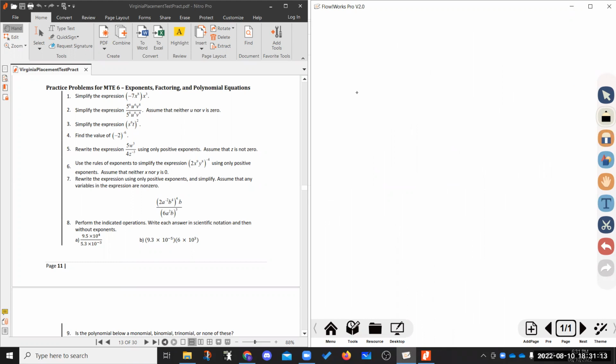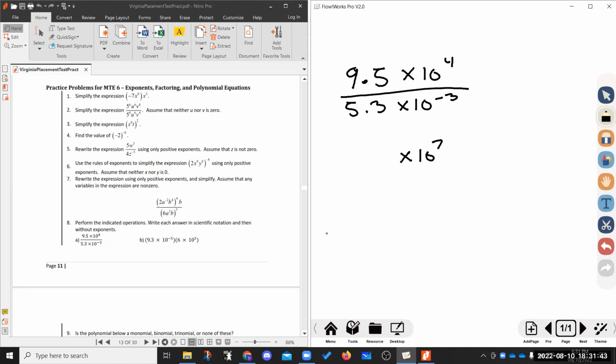Now we're going to do some scientific notation. Get your calculators ready because we're probably going to need them. 9.5 times 10 to the fourth over 5.3 times 10 to the negative third. So we know what's going to happen with the exponents. The 4 plus the 3 is going to become an exponent of 7. But I need to figure out with my calculator what 9.5 divided by 5.3 is.